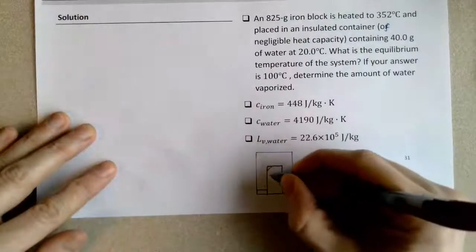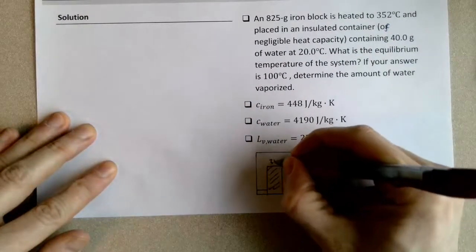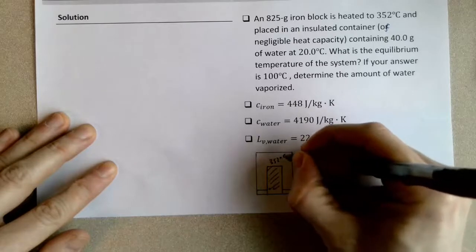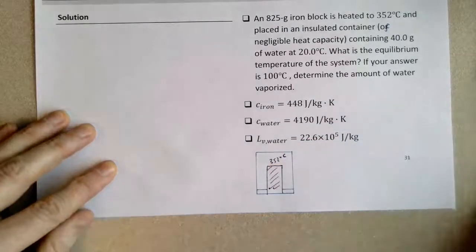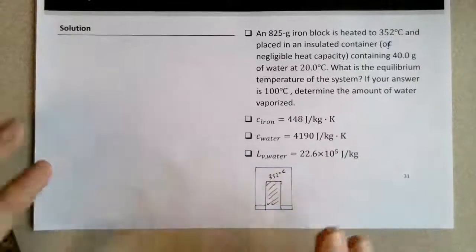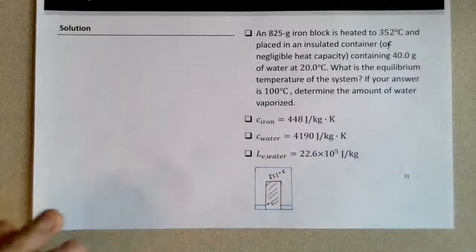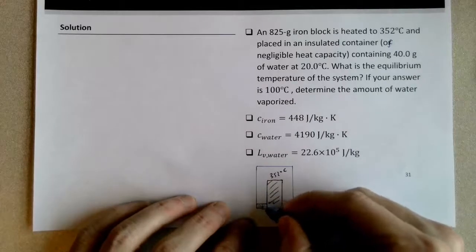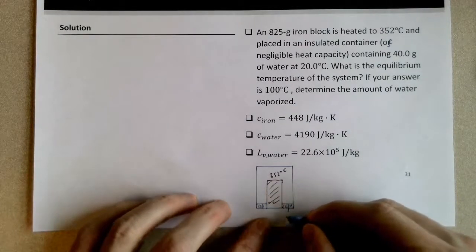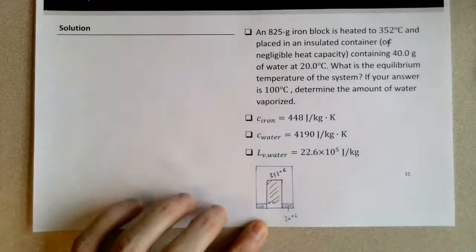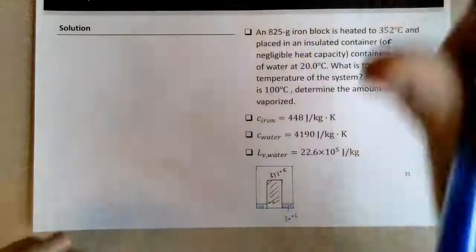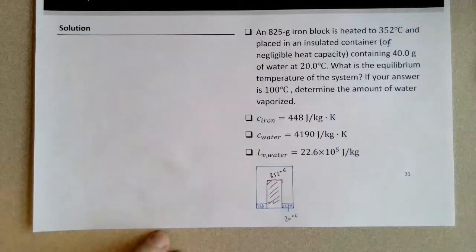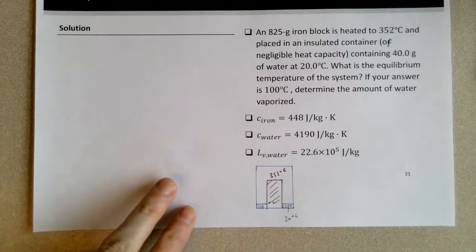This is the iron block initially at 352 degrees. There's no information about the air in the container, so just ignore any changes in the air temperature, assume it to be evacuated. And then we've got this water at 20 degrees. So you've got two different systems. Let's zoom in here so you can see this.